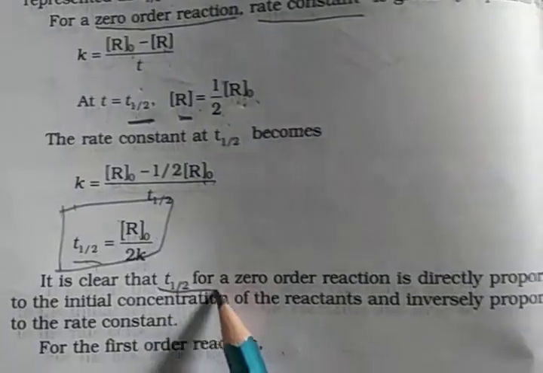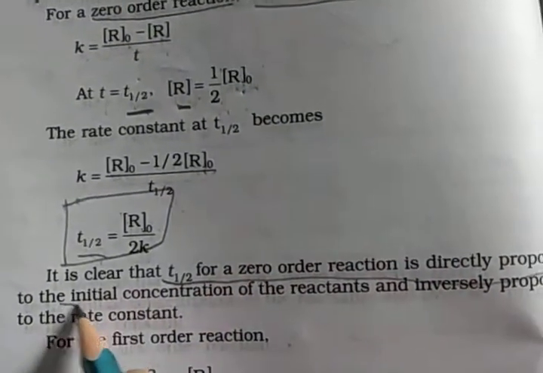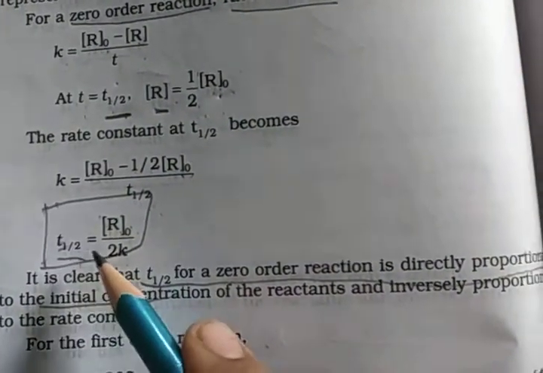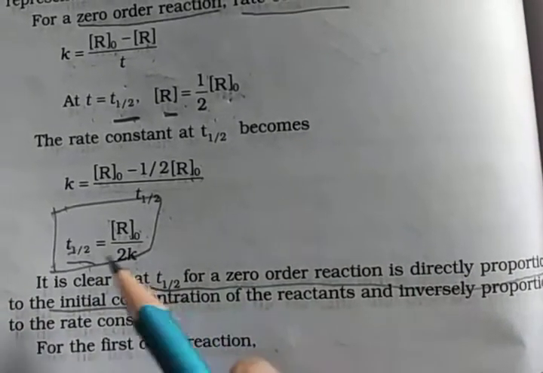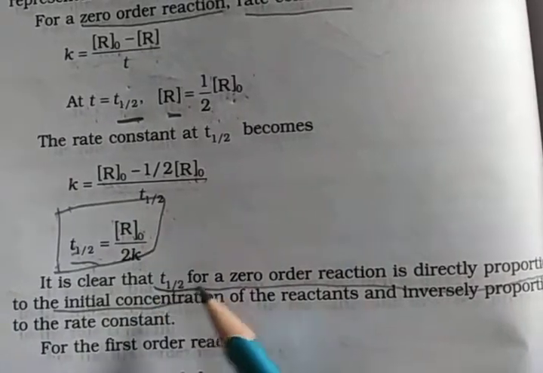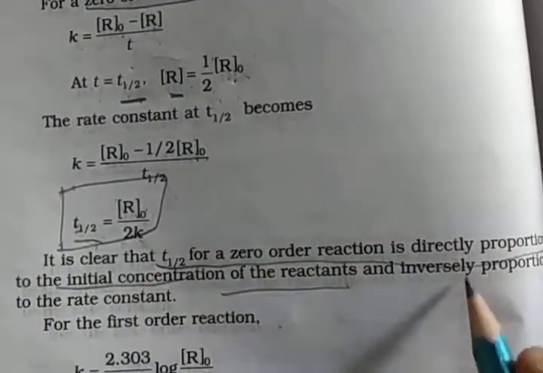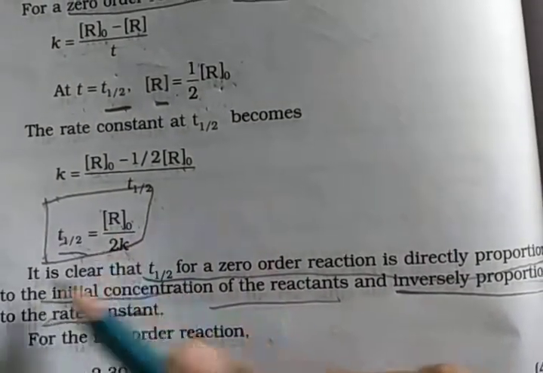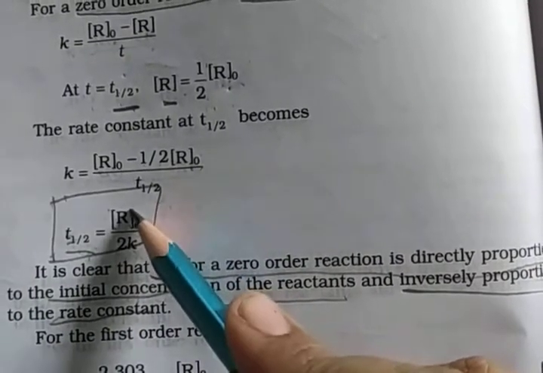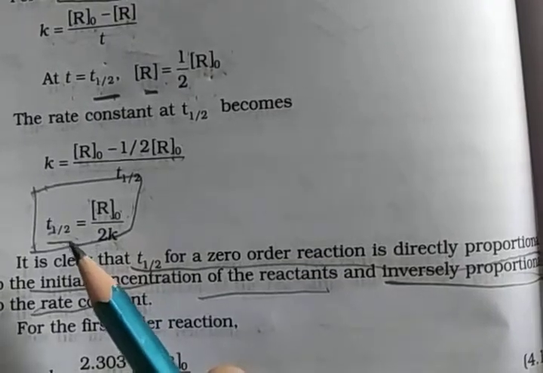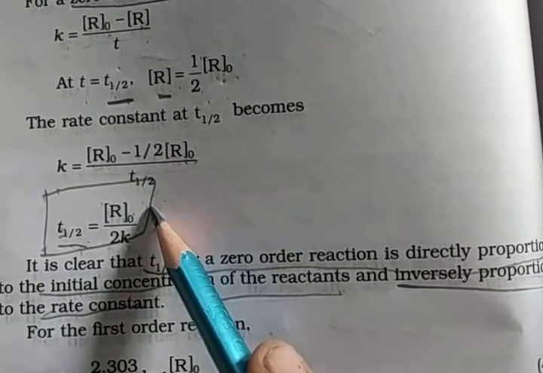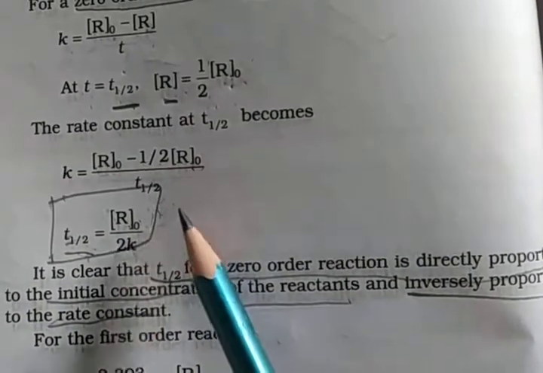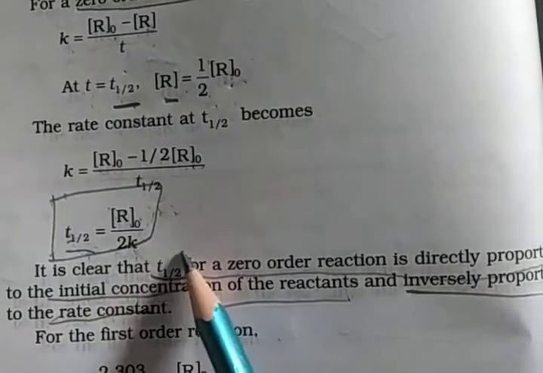So it is clear that T half for a zero order reaction is directly proportional to the initial concentration, because the initial concentration is in the numerator. The half-life period for a zero order reaction is directly proportional to the initial concentration of the reactant and inversely proportional to the rate constant.